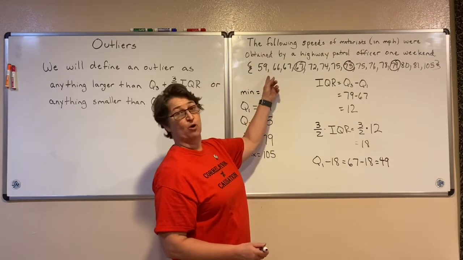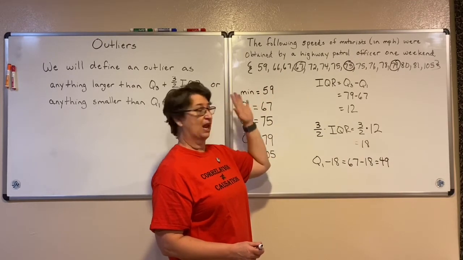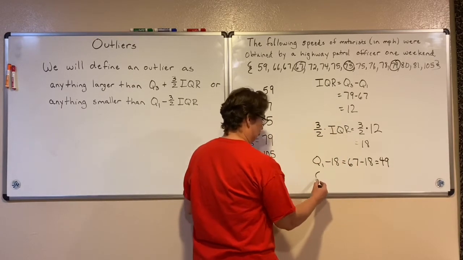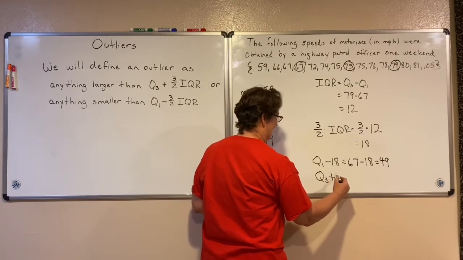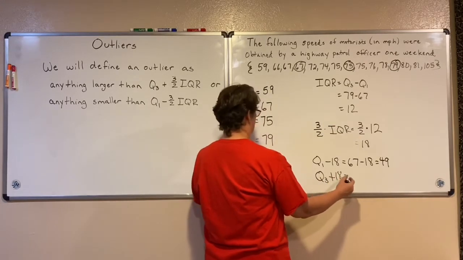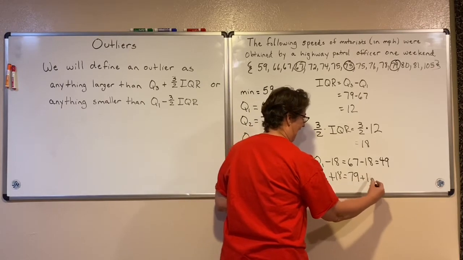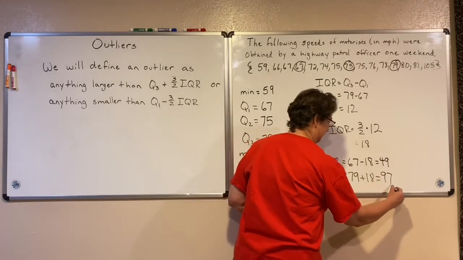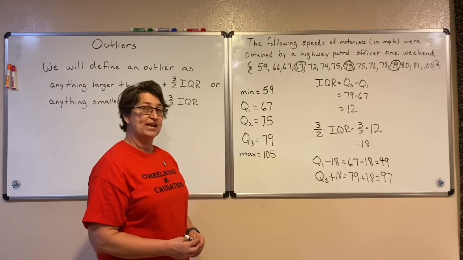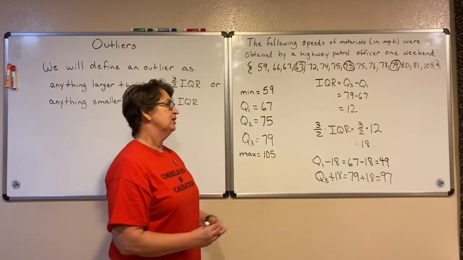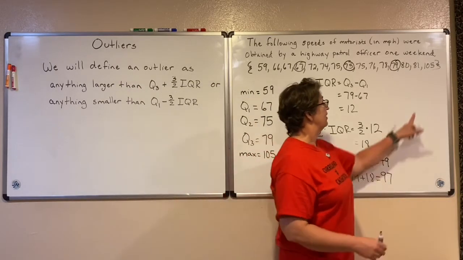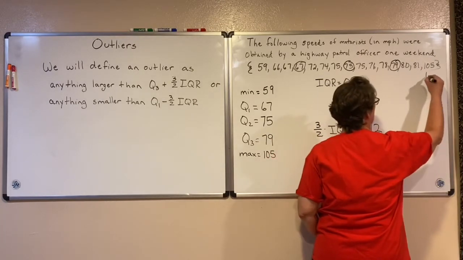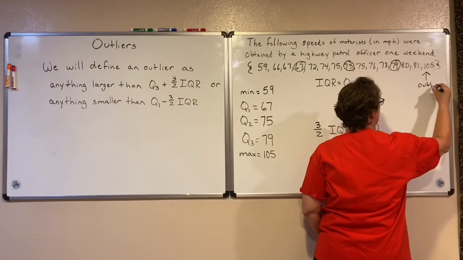We don't have any smaller than 49, so we don't have any outliers on the smaller end. So then I'm going to take my Q3 and I'm going to add 18. So Q3 is 79, I'm going to add 18, which is 89 plus 8 makes 97. Anything bigger than 97 is an outlier. So in this case, do we have anything bigger than 97? Sure enough, this 105 is an outlier. That is an outlier.